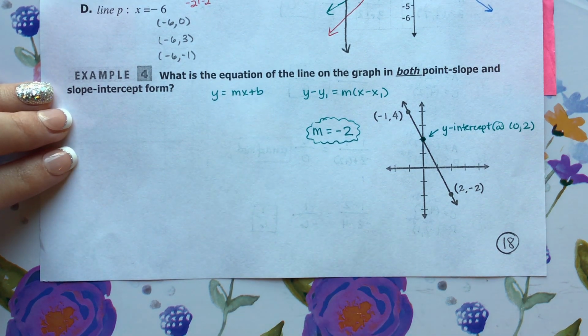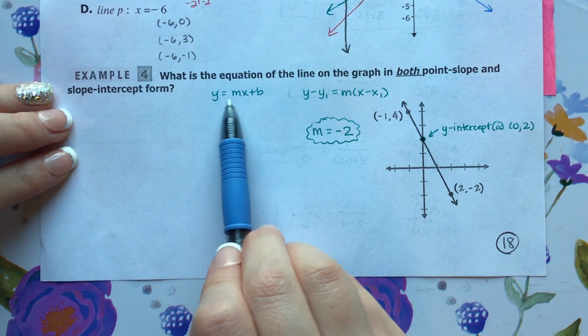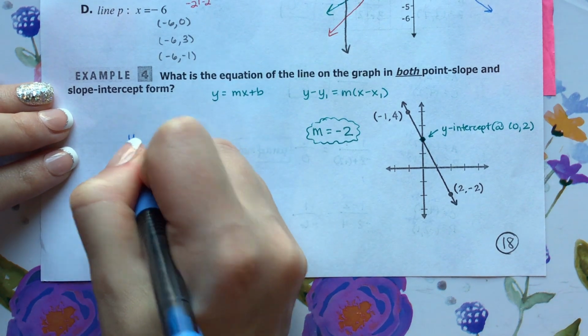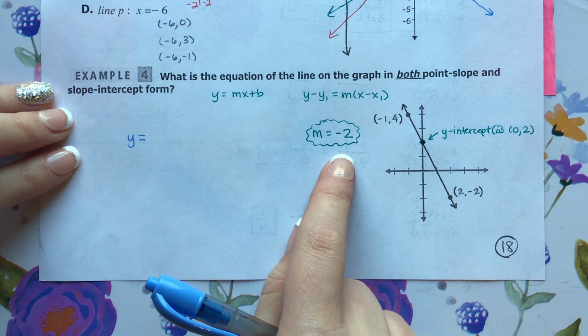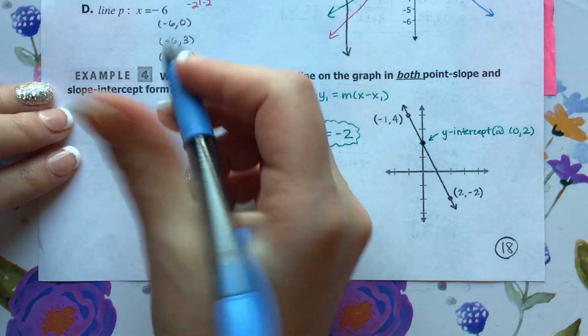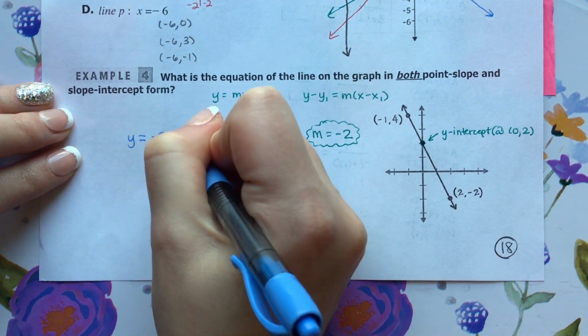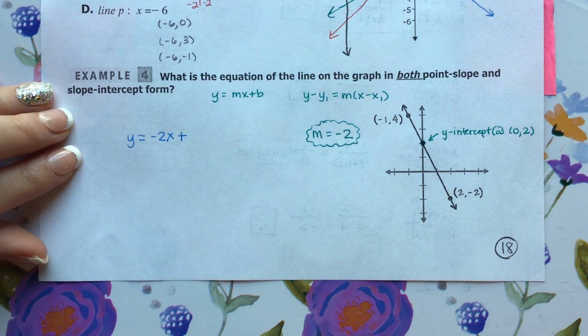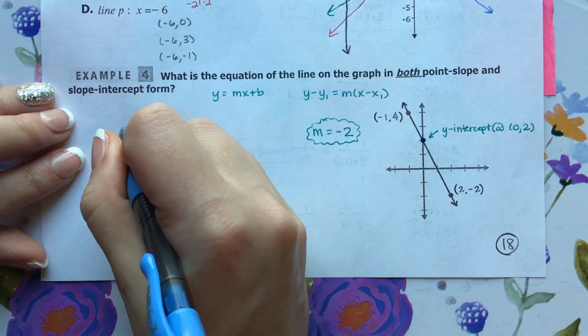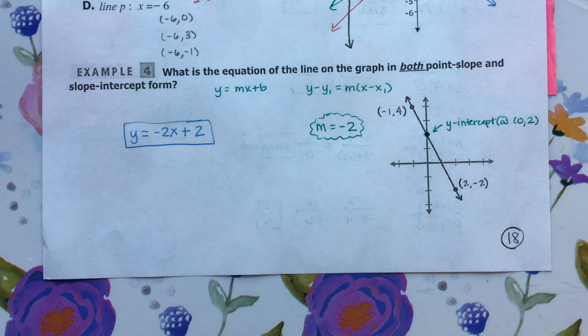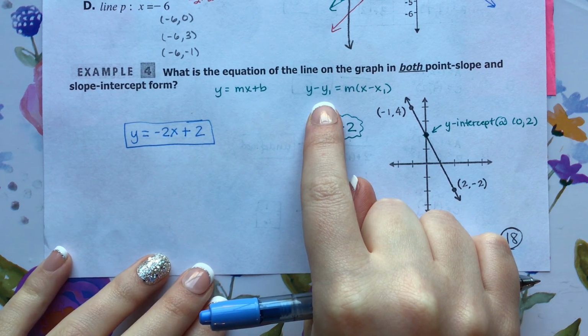So now let's write out our equations. I have y equals mx plus b, so I'm going to have y equals m. I'm going to substitute in -2 x plus b, and b represents the y-intercept, so that's going to be 2. And I'm done. But I also need this in point slope, so I'm going to use this formula.